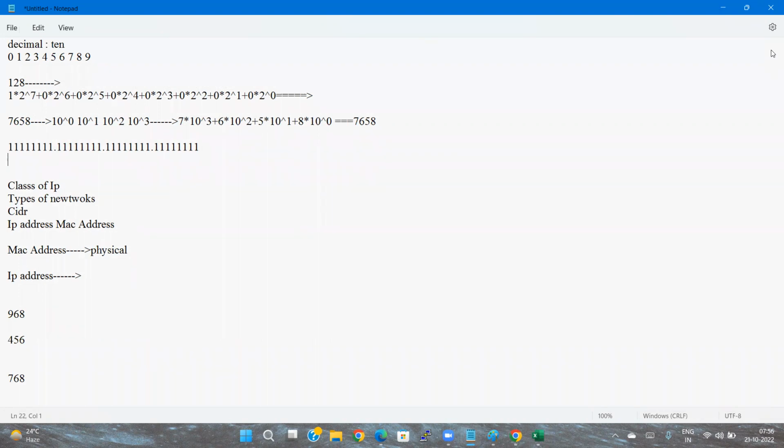So don't get confused about this binary to decimal number system. We will be discussing that in the Monday class. Don't worry about that. But please try to calculate these three numbers and give me the answer in the next class.